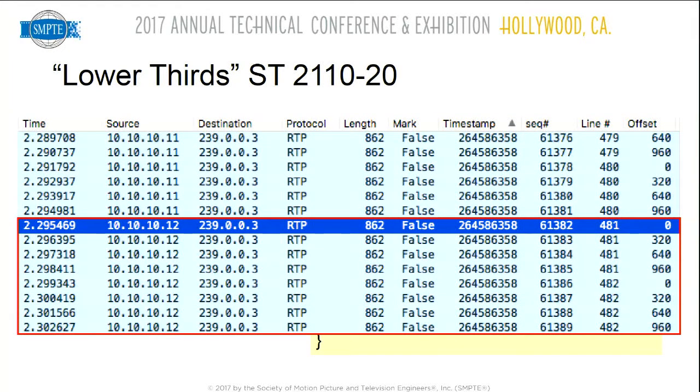So here's a simulation of the same thing. We've got multiple packets coming in. Here's the first source, which is .11. The second source is .12. The switch point is right here. And the switch point happens, the last packet here is coming in on line 480. And the next packet starts on line 481. So we're switching about 2/3 of the way through the frame, from one source to another source.